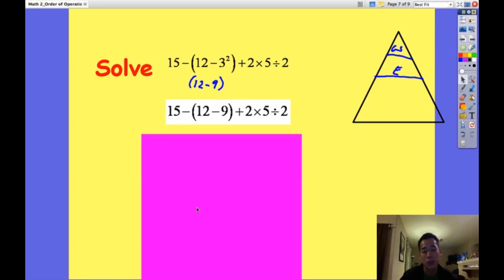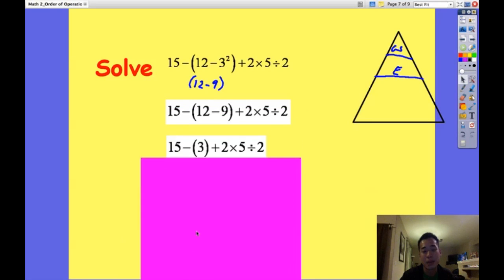So that's what I just did, 12 minus 9. And then, well, continue to do your order of operations. My parentheses right here basically say that 12 minus 9 is equal to 3, and then I drop everything down. So I have 15 minus 3 plus 2 times 5 divided by 2.